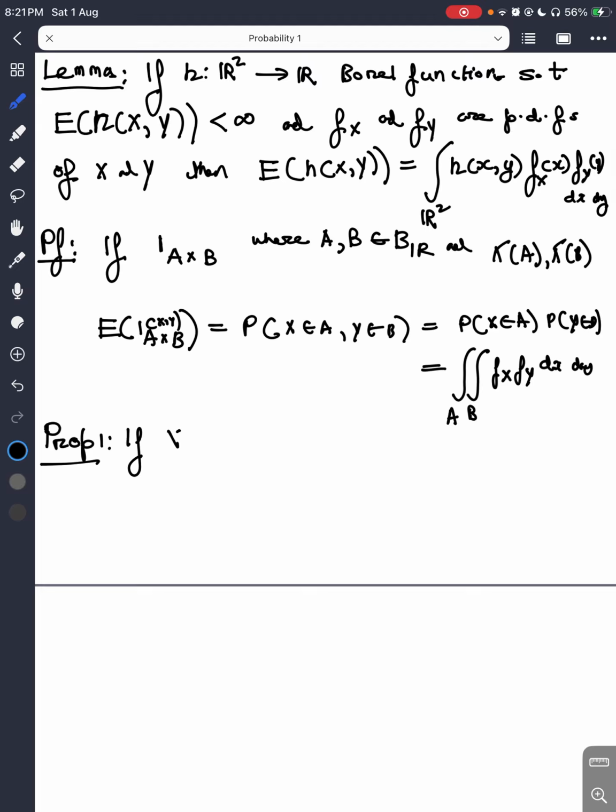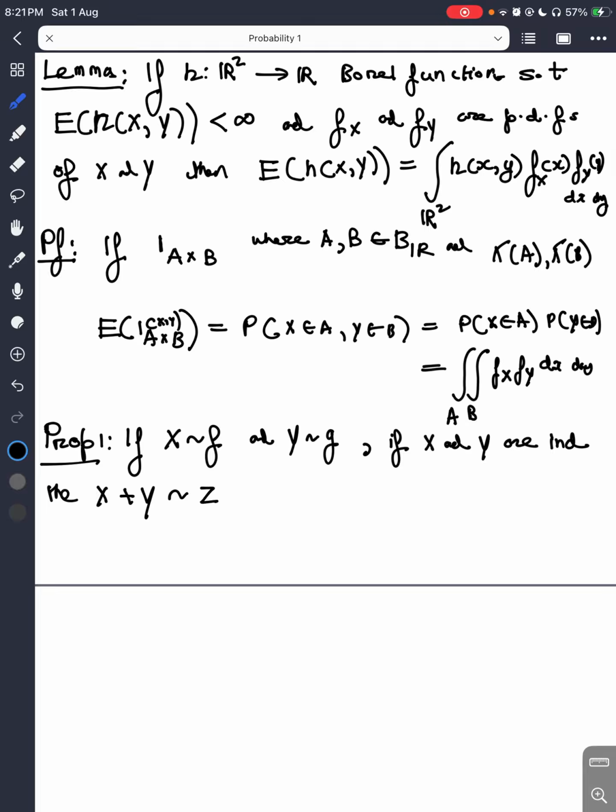If x has distribution f and y has distribution g, and if x and y are independent, then x plus y equal to z has distribution h, where h is nothing but the convolution of f and g, which is the integral over R of f of z minus y, g of y dy.